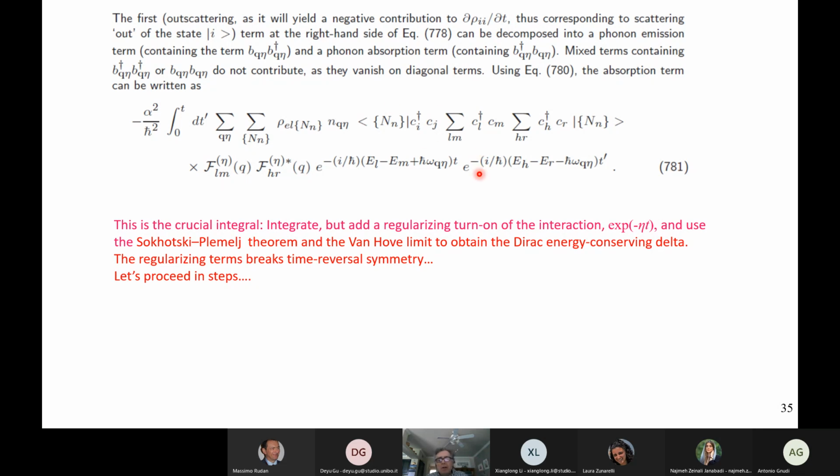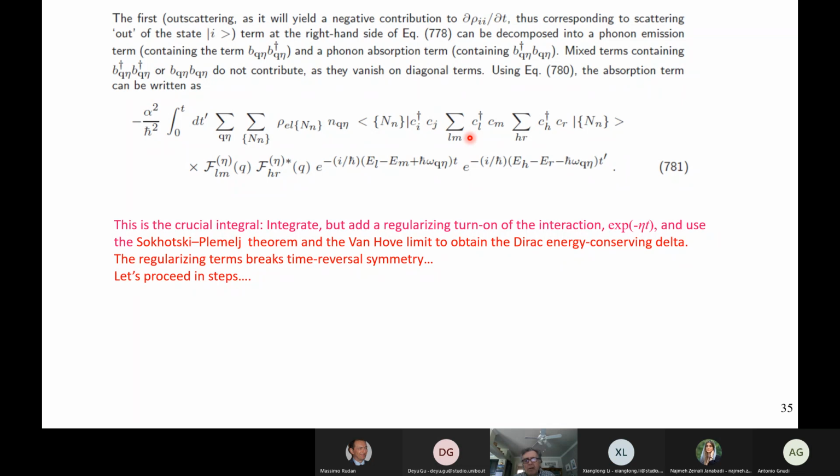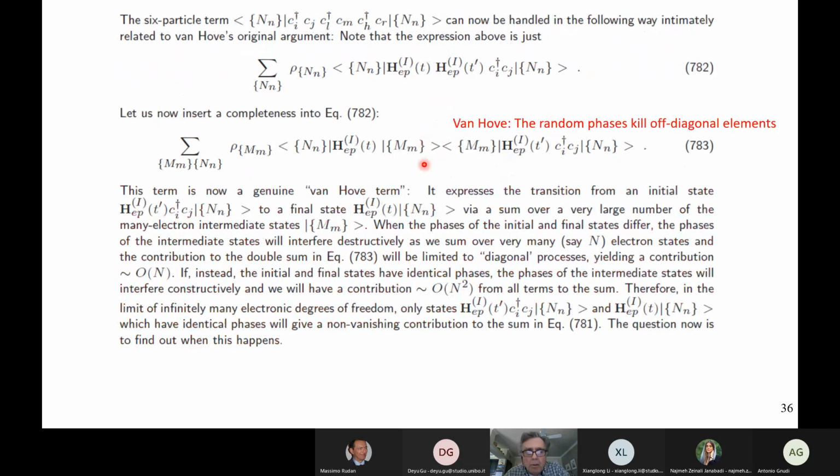This is still very messy. It involves all virtual states, all virtual states which are off diagonal. You see how many indices L and M and I and J that I have here. It's a 4-particle density matrix right here. So strongly off diagonal. How to simplify it to a diagonal form? And this is the last step that I want to make. Go to the Van Hove argument.